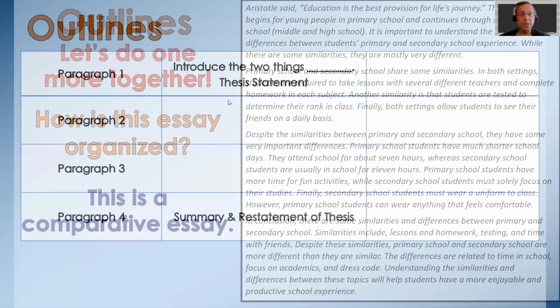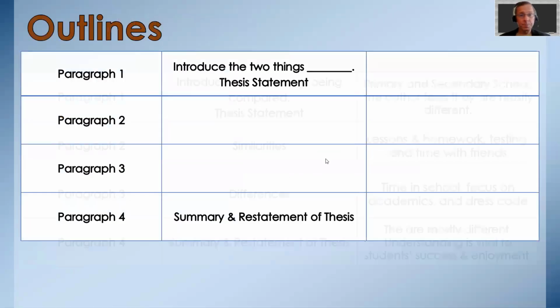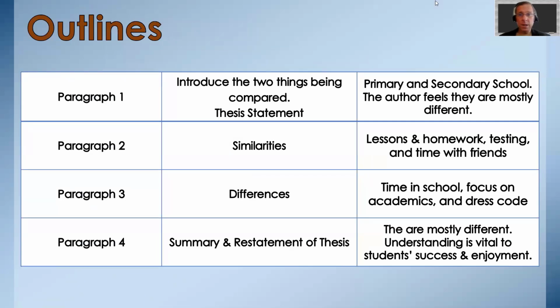So let's put this into our outline. Okay, so we're talking about the two things being compared, primary school and secondary school, and the author's thesis is that they're mostly different. I've got my summary and my restatement. There's my restatement of the thesis, and I've got a concluding thought as to why this is important.